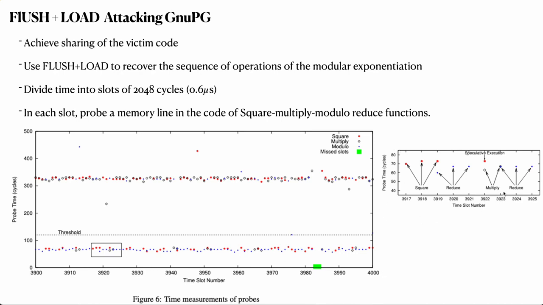And here is a zoom in of the time slots. We can see it's a sequence of square, reduce, multiply, and reduce. That indicates that during these time slots, the victim was processing a set bit.